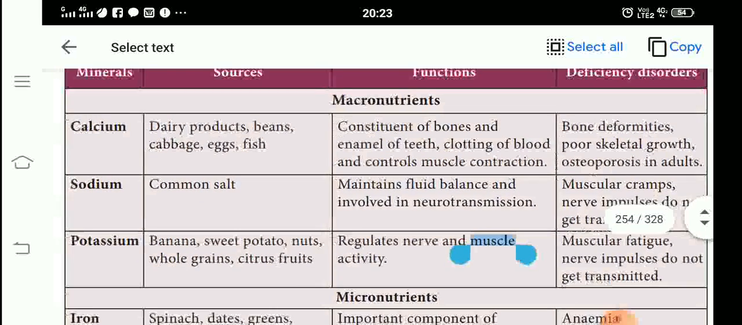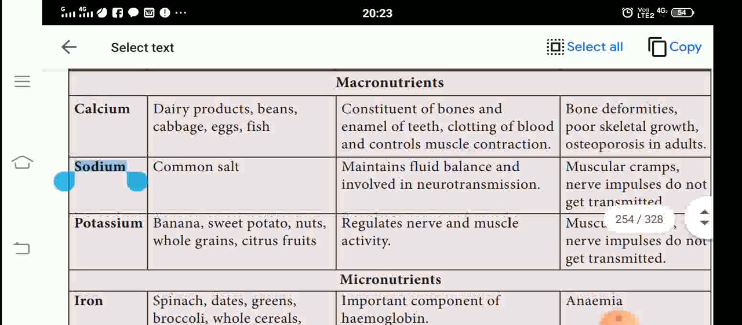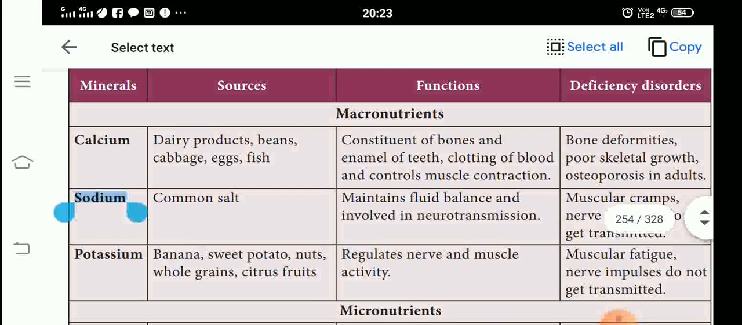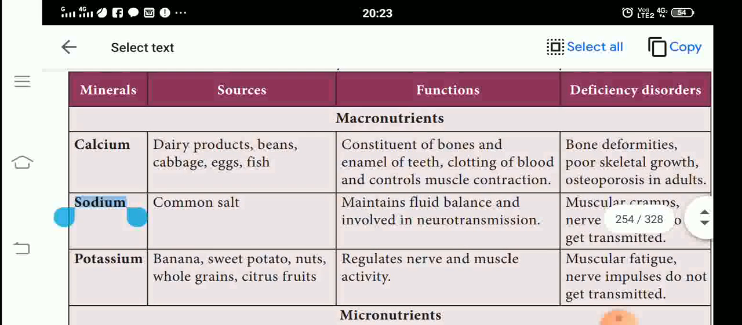Then the second macronutrient, what is it? It is sodium. Sodium, we call it common salt. The source of sodium is the common salt. The salt we are taking in the food, no? That salt is rich in sodium.